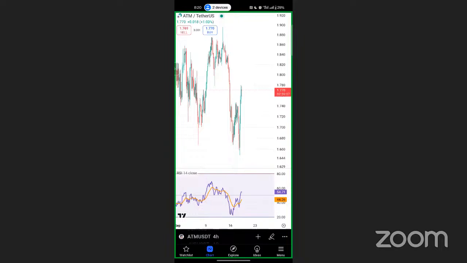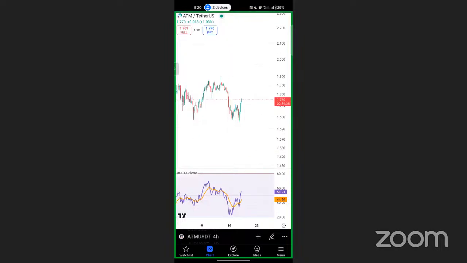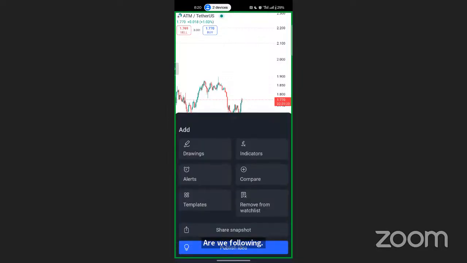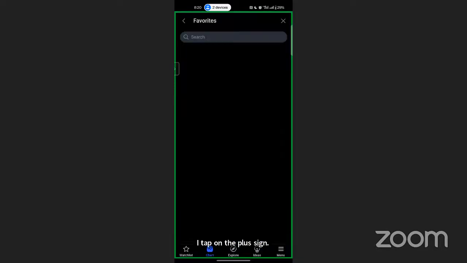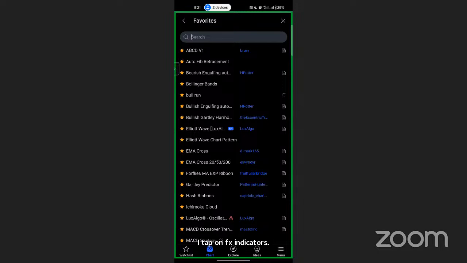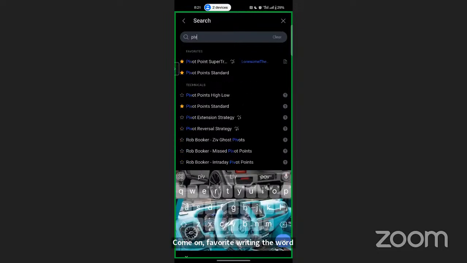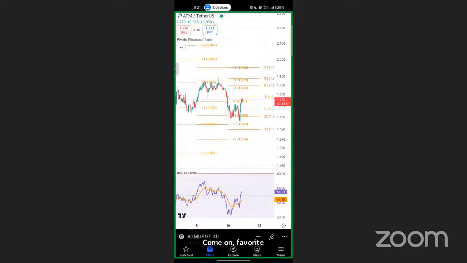Okay, let me say this is the coin. Are we following? I tap on the plus sign. I tap on FX indicators, come here on favorite, write in the word pivot point. It appears. I tap on it once, it comes in my screen. Now this is the chart.